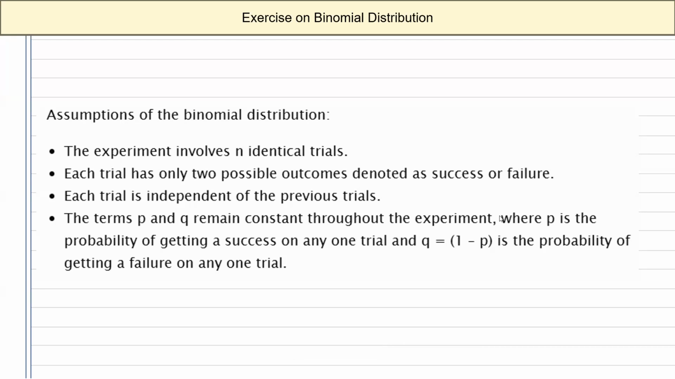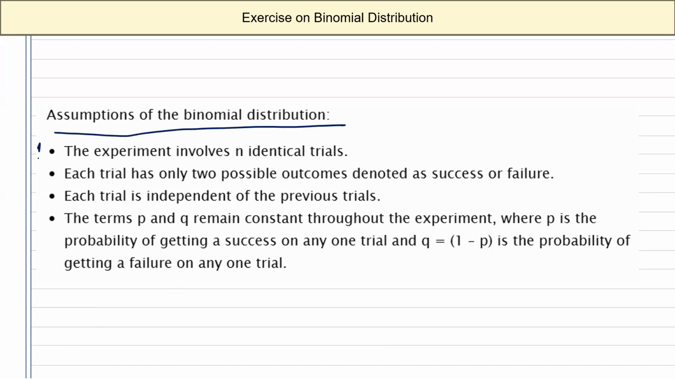Before I start some questions on binomial distribution in probability, I have some assumptions to show you: what is the meaning of binomial distribution, what is the rule, and then we solve some questions. Assumptions of the binomial distribution.